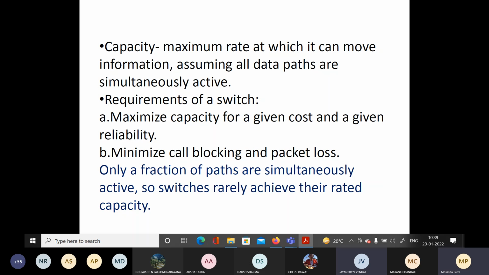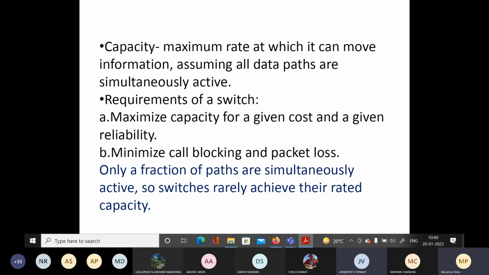The last point is a very important one: for a switch, only a fraction of paths are simultaneously active, which is why switches rarely achieve their rated capacity. Now, why is only a fraction of paths simultaneously active in a switch? The reason is that we need to find a path from one input port to one output port depending upon whatever packet is arriving and which output port the packet is destined to. Nobody has control over that.